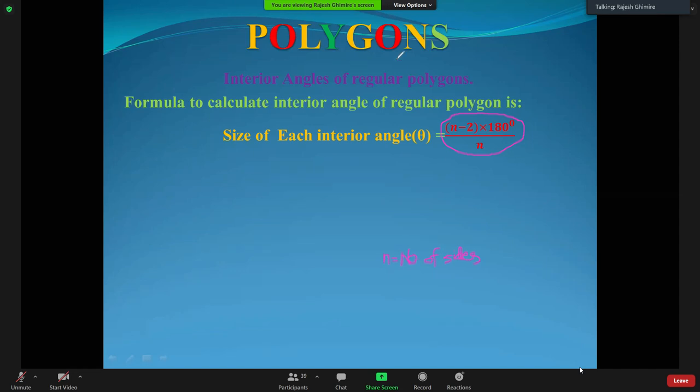Then what will be about the octagon, or the value of n? 7. What will be about the octagon?